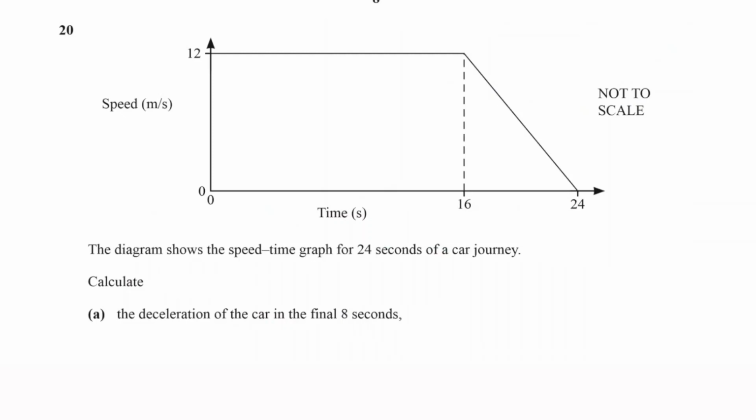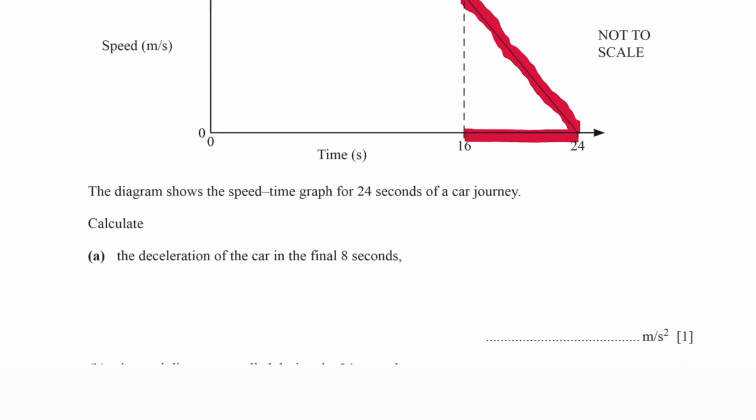Question number 20. The diagram shows a speed-time graph for 24 seconds of a car journey. Calculate the deceleration of the car in the final 8 seconds. So the final 8 seconds is somewhere here, right? This is the final 8 seconds. So deceleration is happening from here to here.